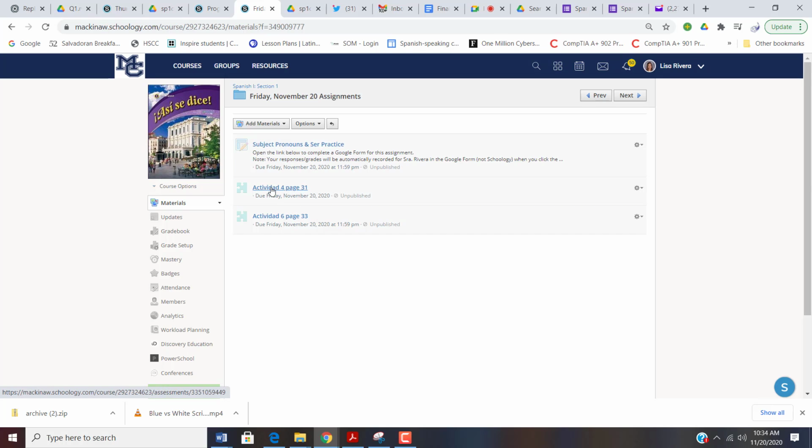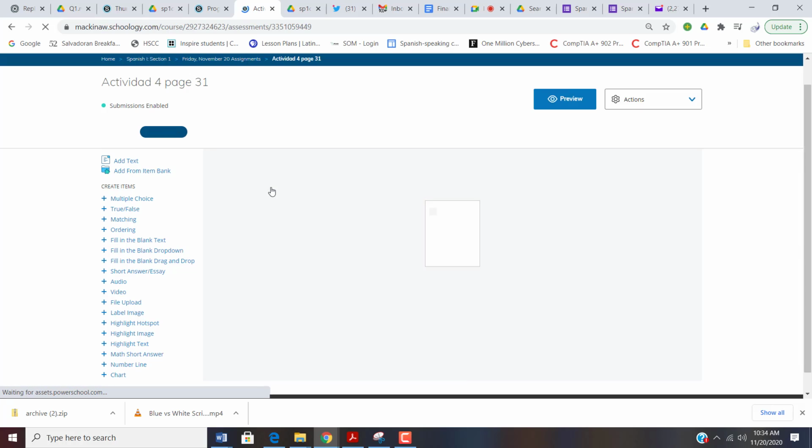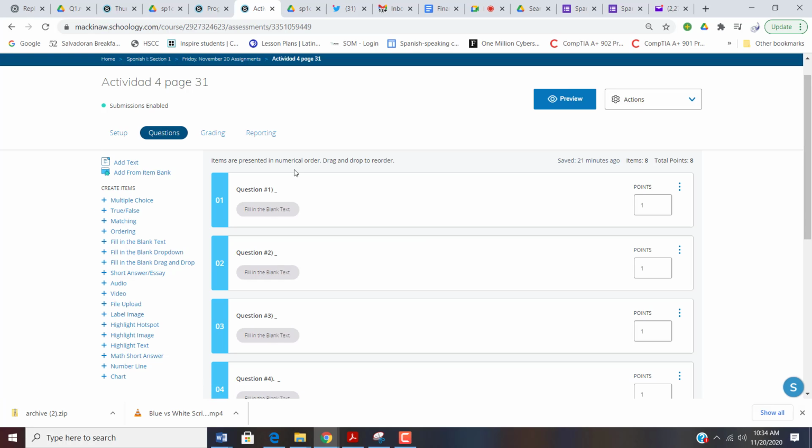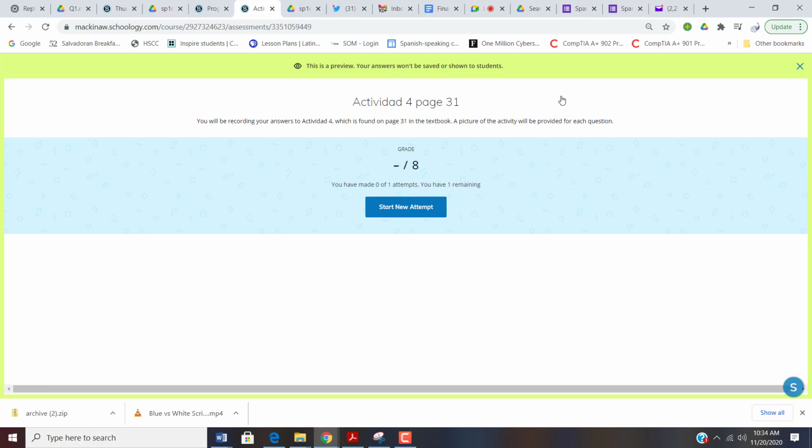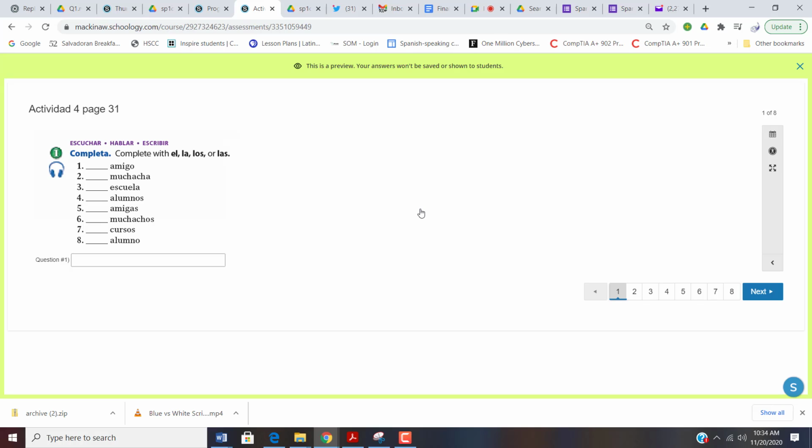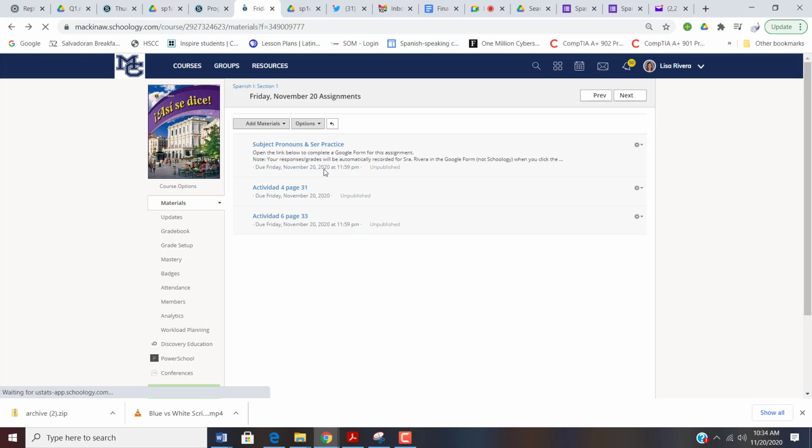First activity you're going to do, it's going to be Actividad 4. It's an activity out of the book on page 31. You can use your book if you want to, but each question will have a screenshot of the activity. So if you don't have your book, that's okay too. This is what it looks like. You're going to fill in the blank for el, la, los, or las for each of those questions. We actually did this in class the other day through Pear Deck, so it should look familiar to you. So el, la, los, or las, you look at question number 1, blank amigo, you decide whether it needs to be an el, a la, a los, or a las. That is how you do activity 4.